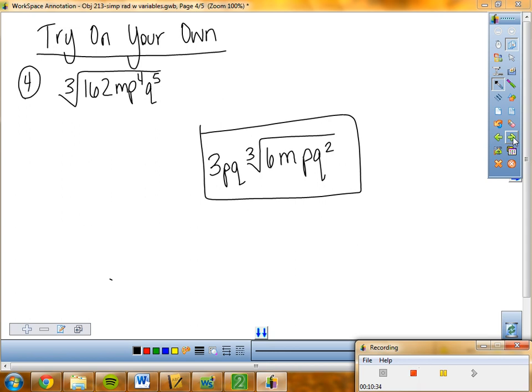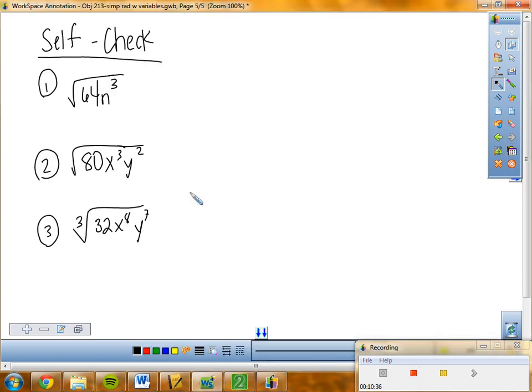And the last thing we have are our 3 problems for our self-check. Copy these into your notes. Make sure that you complete them using your key points. And come ready to put this on your do now when you get to class.